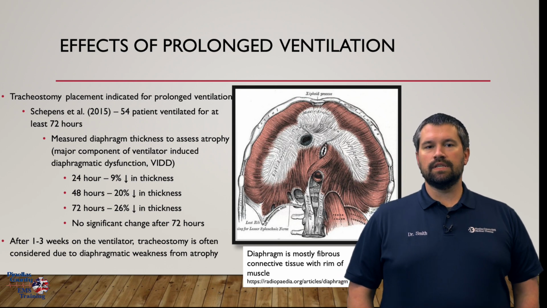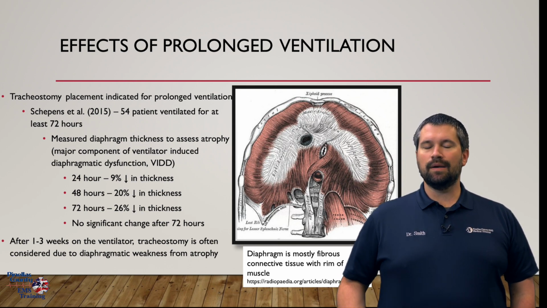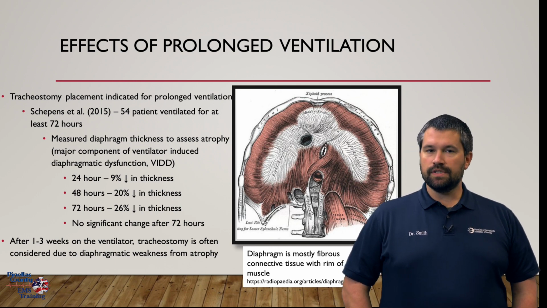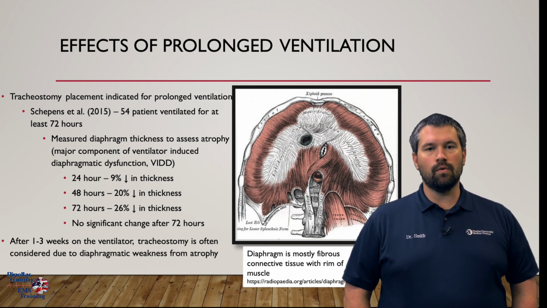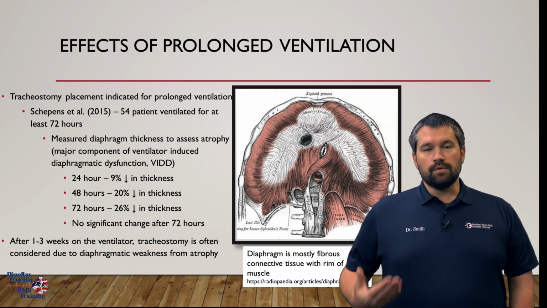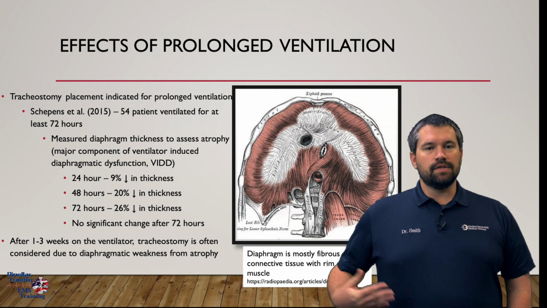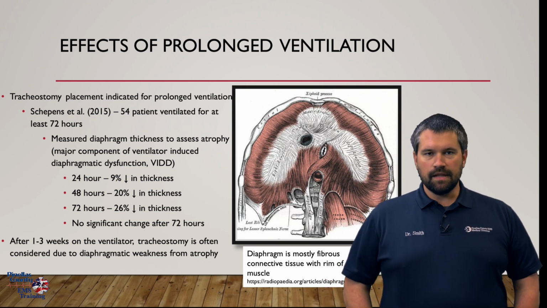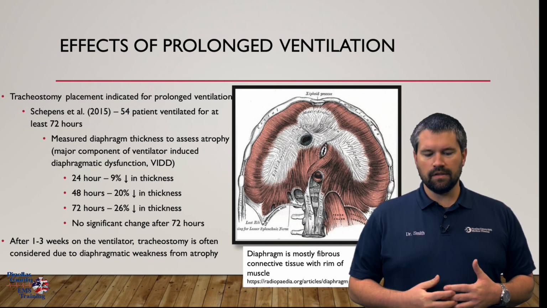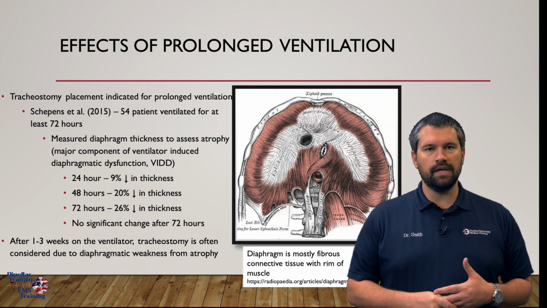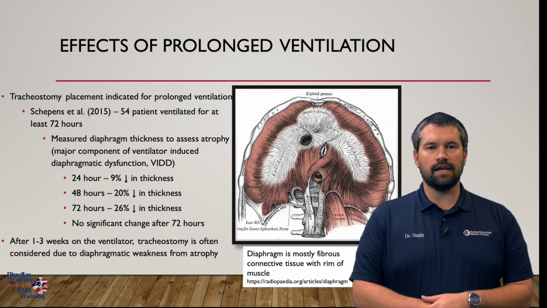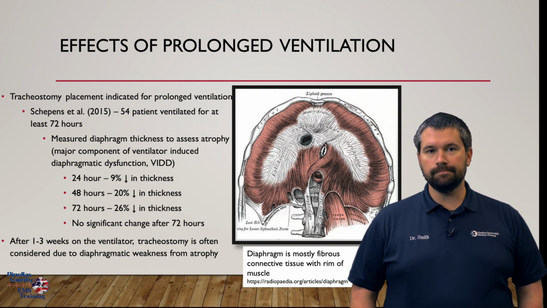What this study found was that at 24 hours on the ventilator, there was a 9% decrease in the thickness of the diaphragm. At 48 hours, it had decreased 20%, and at 72 hours, it had decreased a quarter of its thickness, or lost a quarter of its muscle mass. There was no significant change after 72 hours, so it seems that's where the diaphragm stopped thinning out. So what this study kind of confirmed was that after about 1 to 3 weeks on the ventilator, the diaphragm is often too weak to provide spontaneous ventilations, and we have to consider providing a tracheostomy to help this person breathe long term.